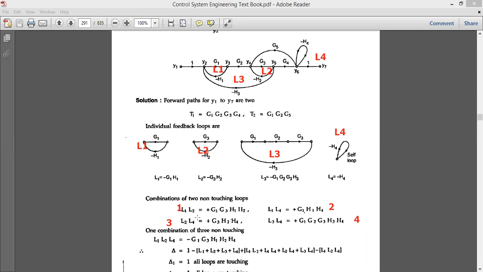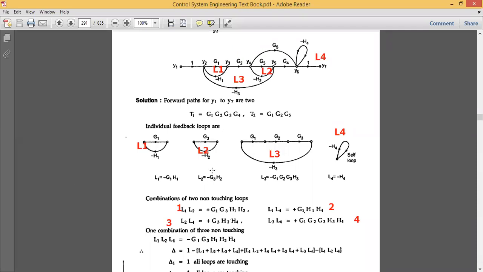Now if you compare L1 with the fourth number, again we have a common one. If you go on doing this mechanism to find the 3 non-touching loops, you may end up with nothing. So the simple way is to check the signal flow graph: in the signal flow graph, the loop L1 is not touching L2, and this one is not touching L4. In this way you will find the 3 non-touching loops and easily write the equations.